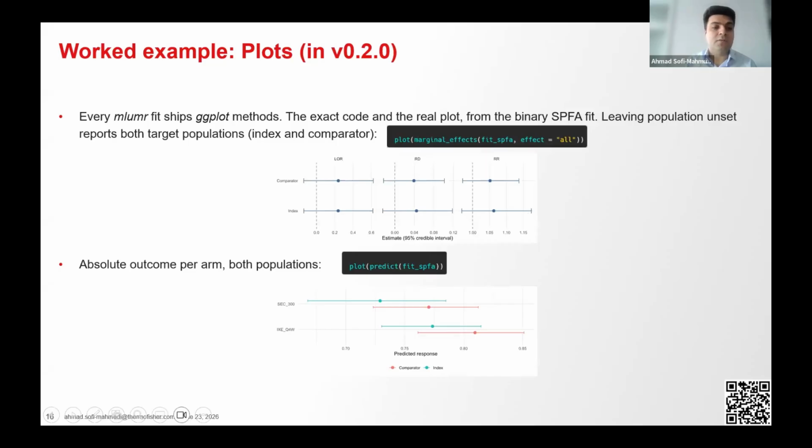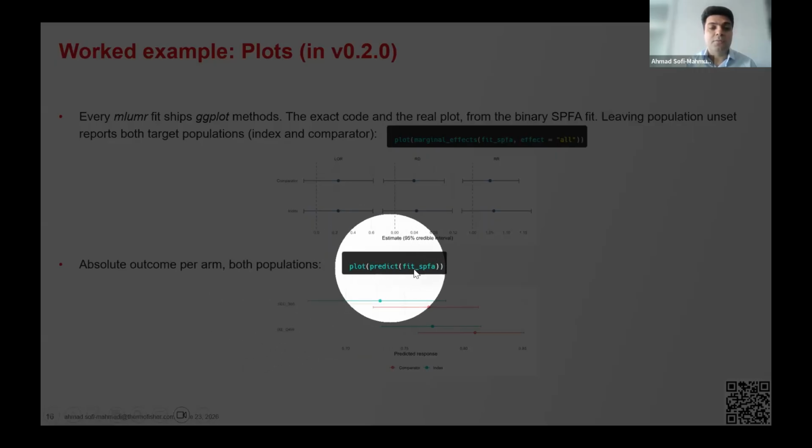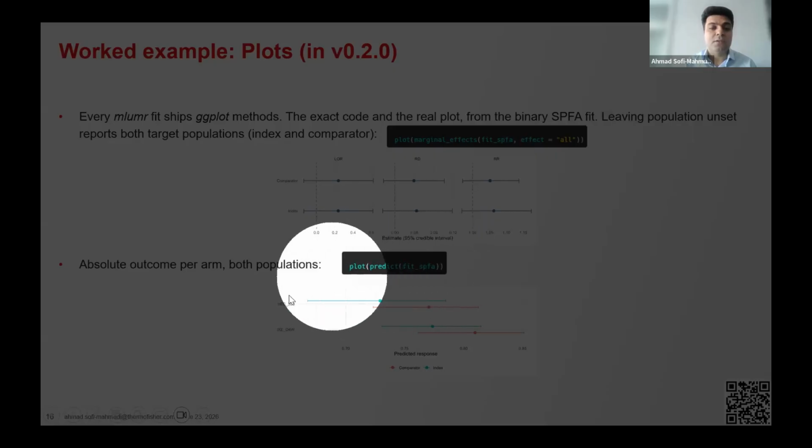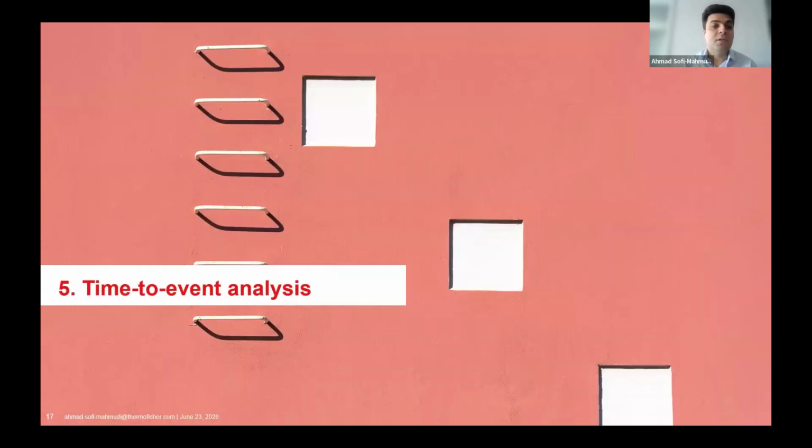And if you want to have absolute outcomes in the population and per treatment, you can use plot predict and put the fit in here, and then you can have the absolute outcomes in each of the populations and each of the treatment arms.